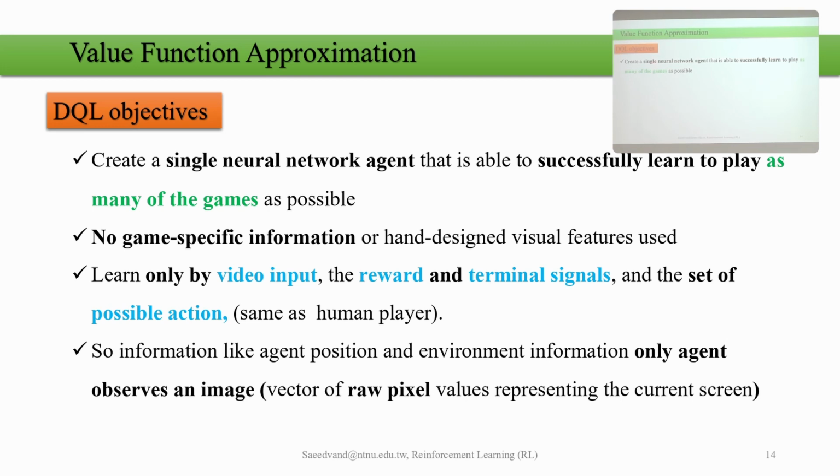We say deep learning objectives can include creating a single neural network agent that is able to successfully learn to play as many of the games as possible, without changing the whole structure of the network, and with no game-specific information or hand-designed visual information given to the deep learning. It means that we want to build one structure for our reinforcement learning that is able to play many games with the same parameters and the same hyperparameters. Just visual input comes in, and the actions will be the output based on the reward, learning only from video, reward, terminal signals, and the possible actions.